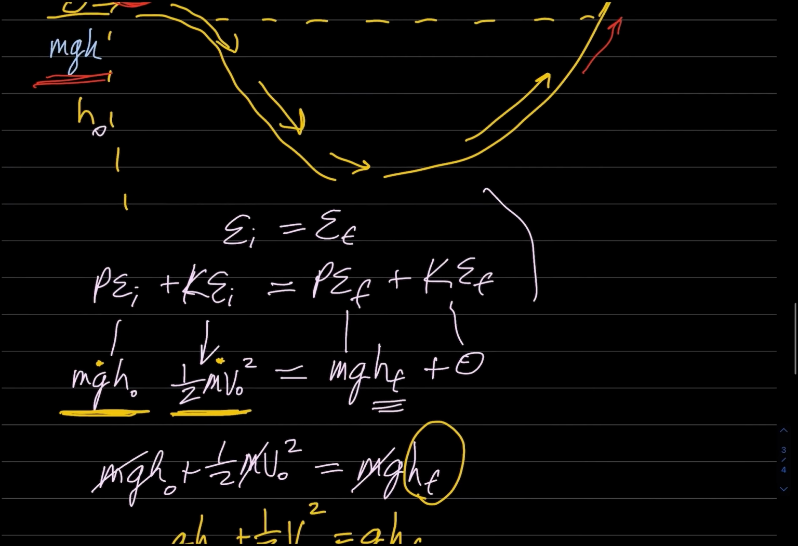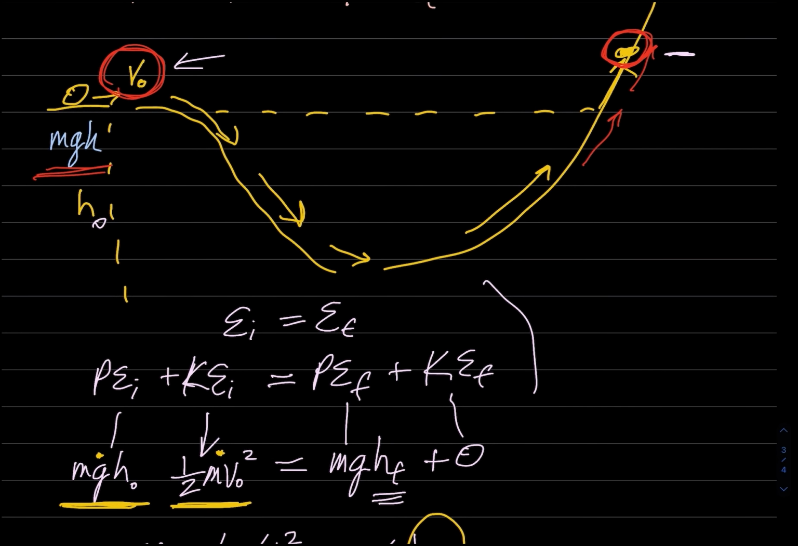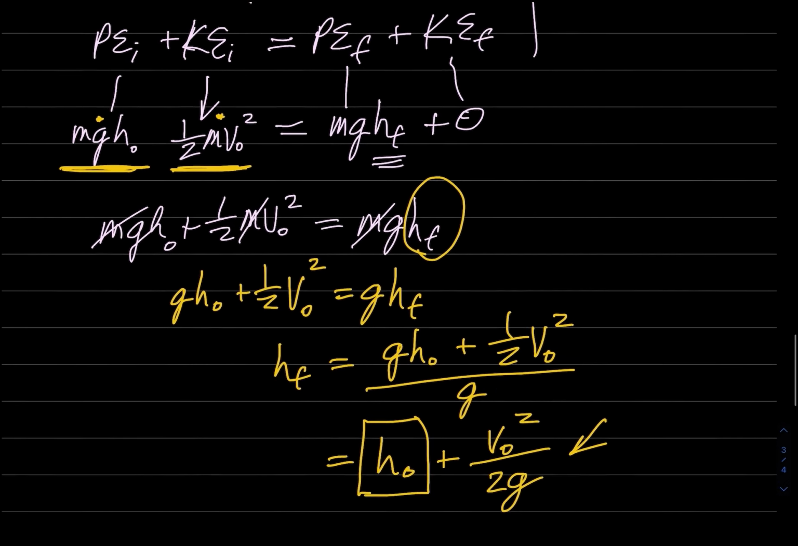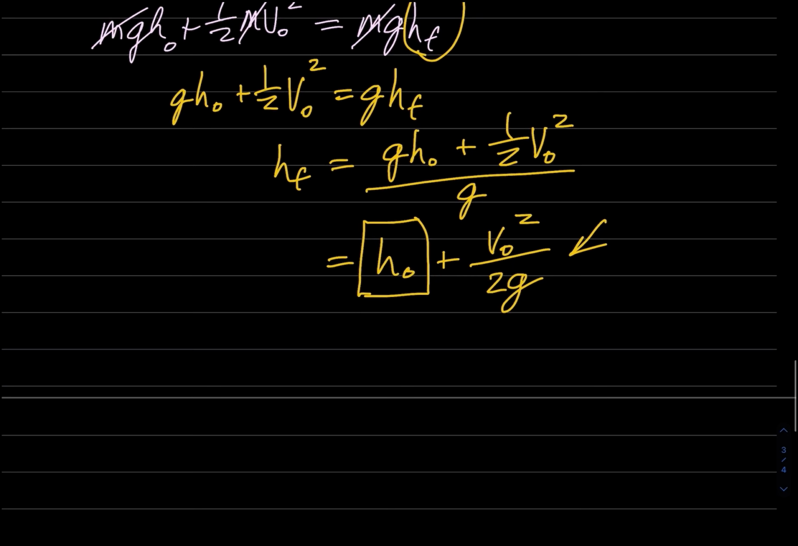We started with some kinetic energy with v sub naught, but up here when it came to rest, we turned that kinetic energy into potential energy, and it allowed the mass to climb a little bit higher. And this is how much higher it was allowed to climb.